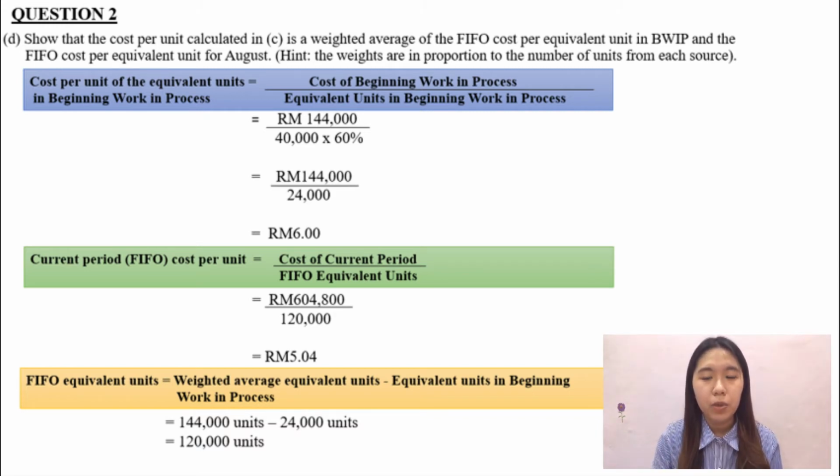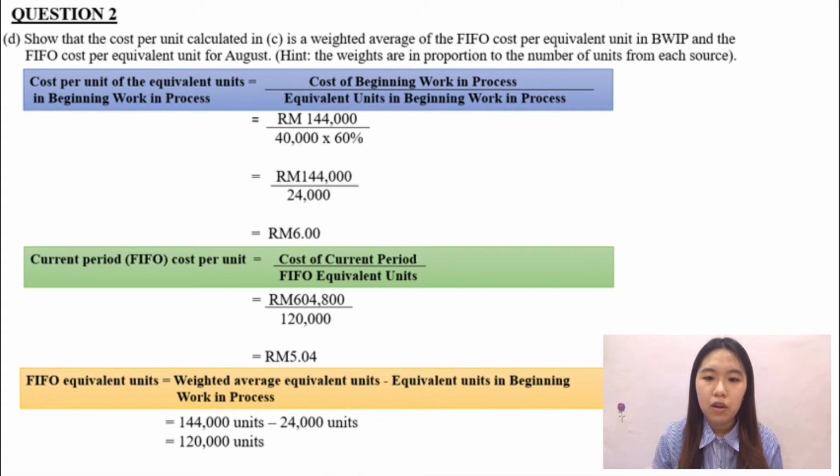Cost of beginning work in process of 144,000 ringgit Malaysia divided by equivalent units in beginning work in process with 60% completion, which is 40,000 units times 60%, becomes 24,000 units. So the result in cost per unit of the equivalent units in beginning work in process is 6 ringgit. Next, calculate the current period FIFO cost per unit, which is cost of current period divided by FIFO equivalent units.